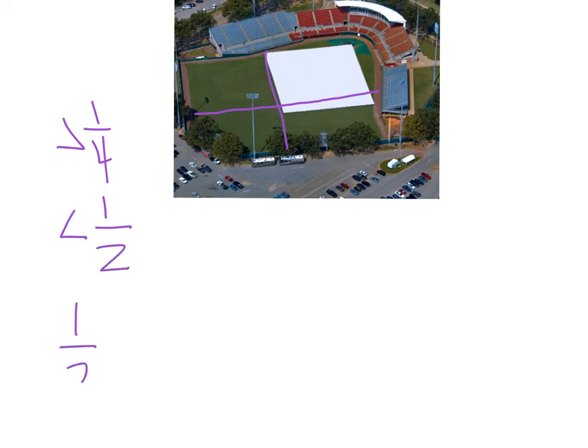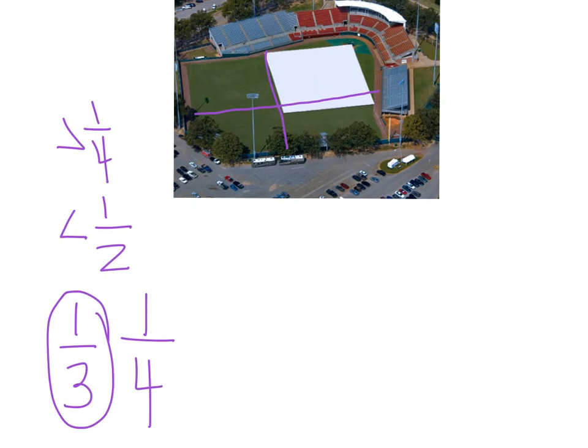I could answer it. I could say that just from the looks of it, it looks like about 1/4. Or I could say it is a little bit bigger than 1/4, but it's definitely less than 1/2. So again, maybe I could say 1/3. So 1/3 or 1/4 would be a good estimate using those benchmark fractions.